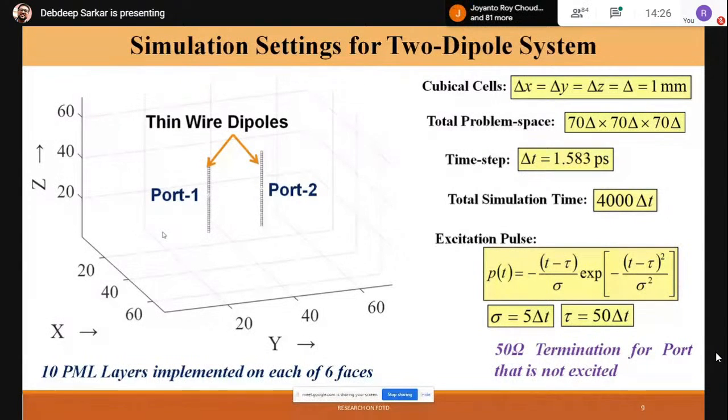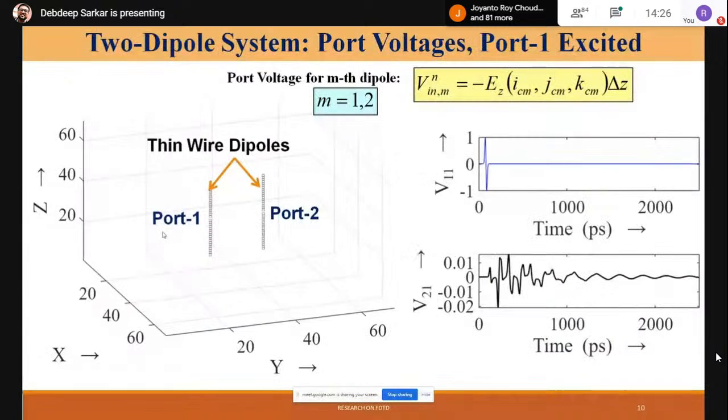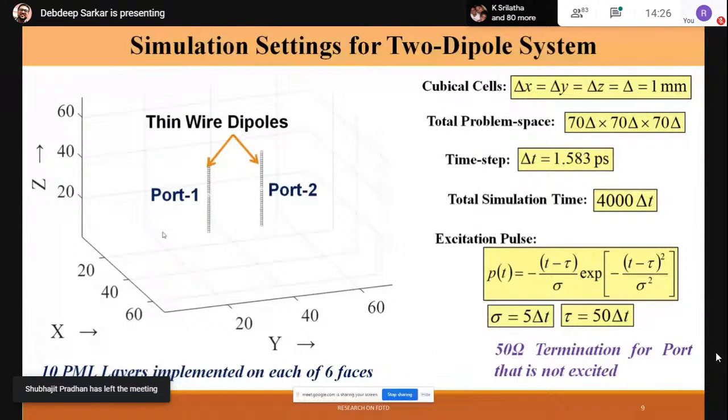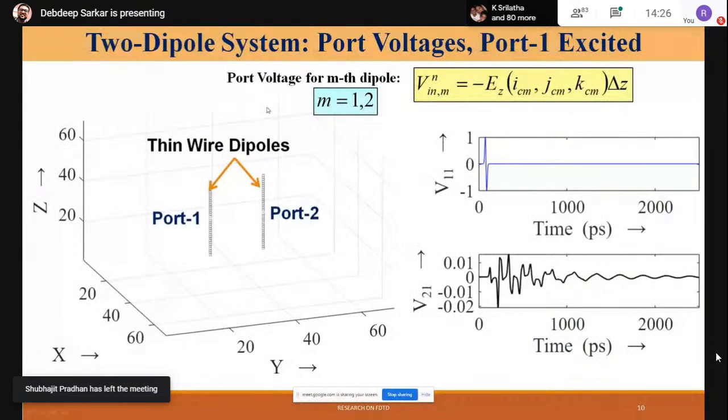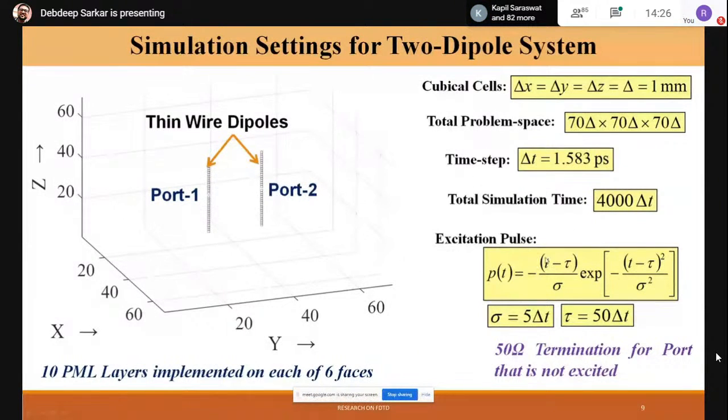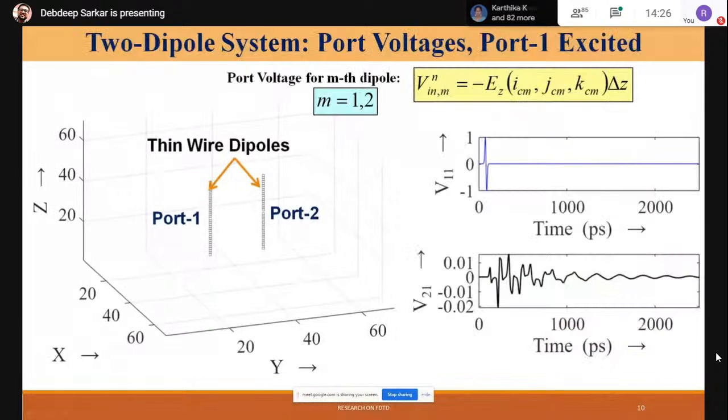So what actually happens when I do this numerical experiment? I put this excitation pulse. Let's say I start by exciting port 1 and terminating port 2 by the matched load. Based on this excitation pulse, this is basically a differentiated Gaussian pulse. Yesterday I was showing a simple Gaussian pulse, but this is a differentiated Gaussian pulse.